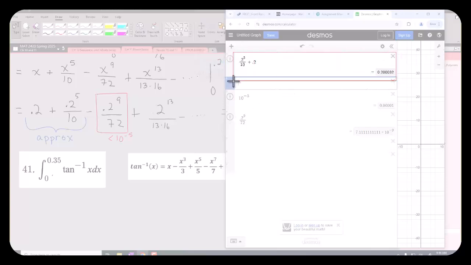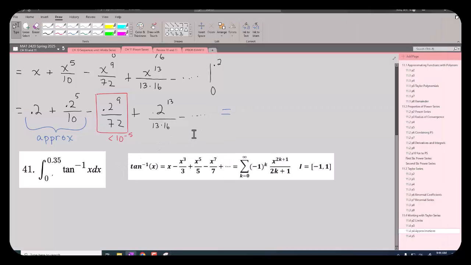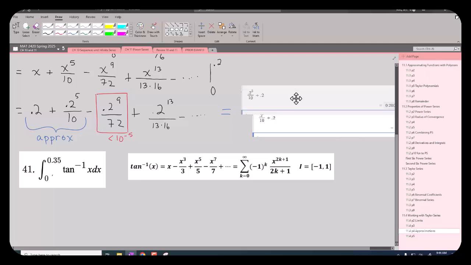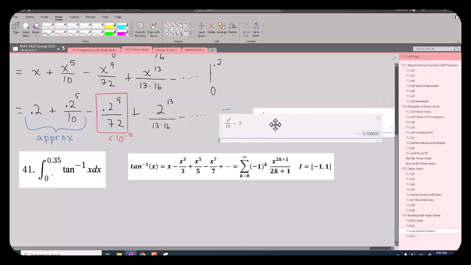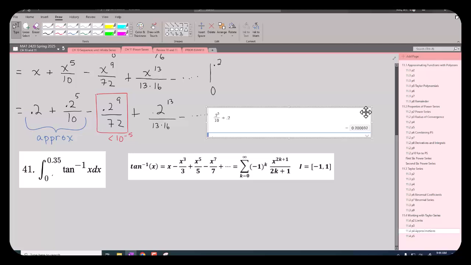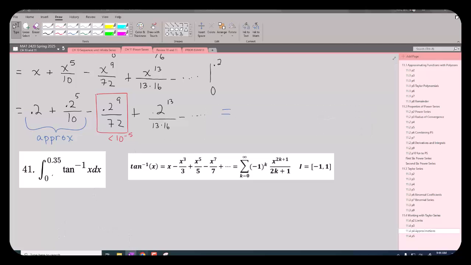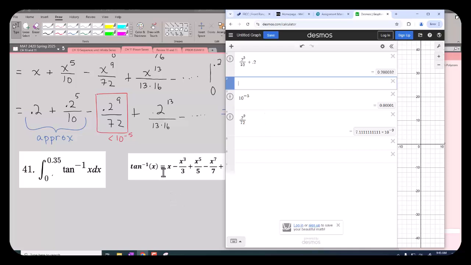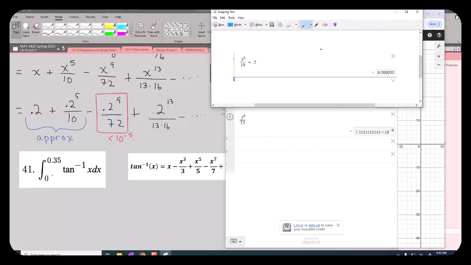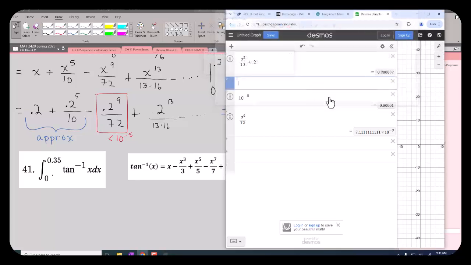Kind of a big rectangle, but that's okay. Guess I didn't need the whole thing. That's too big. Too big. Let's go back. All we really need is that answer. So let's grab that answer.